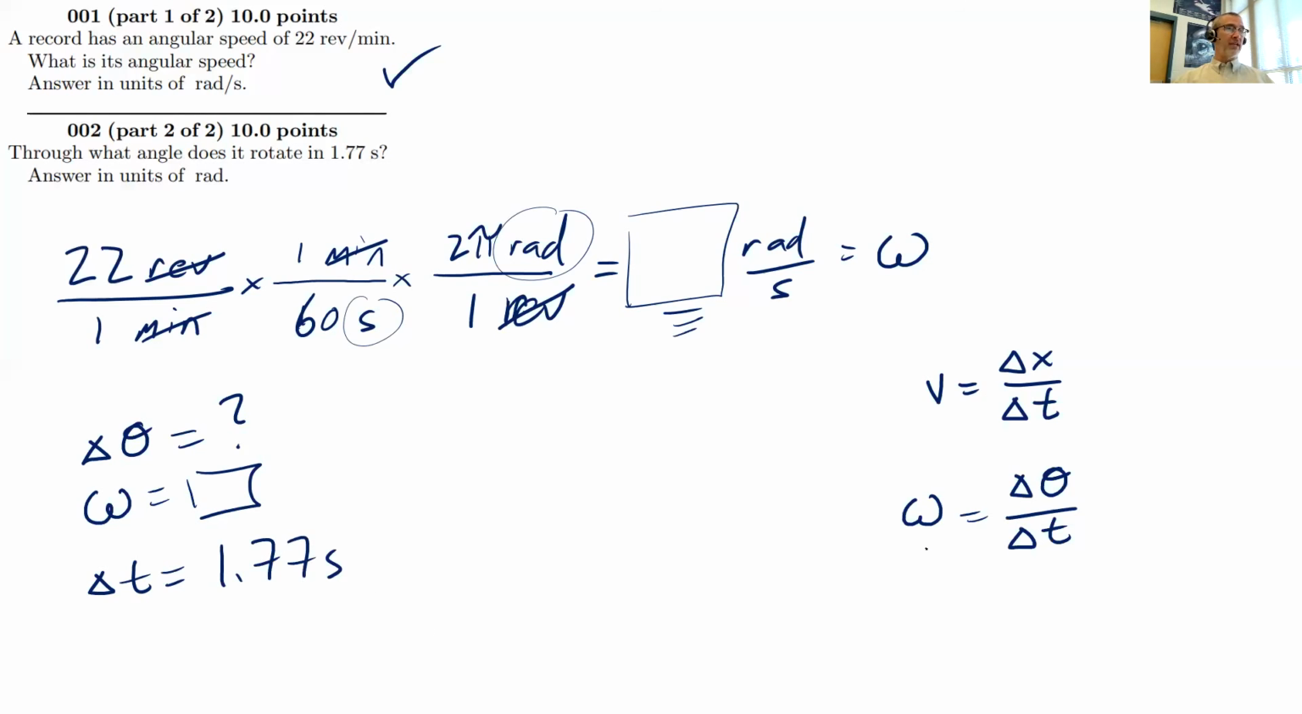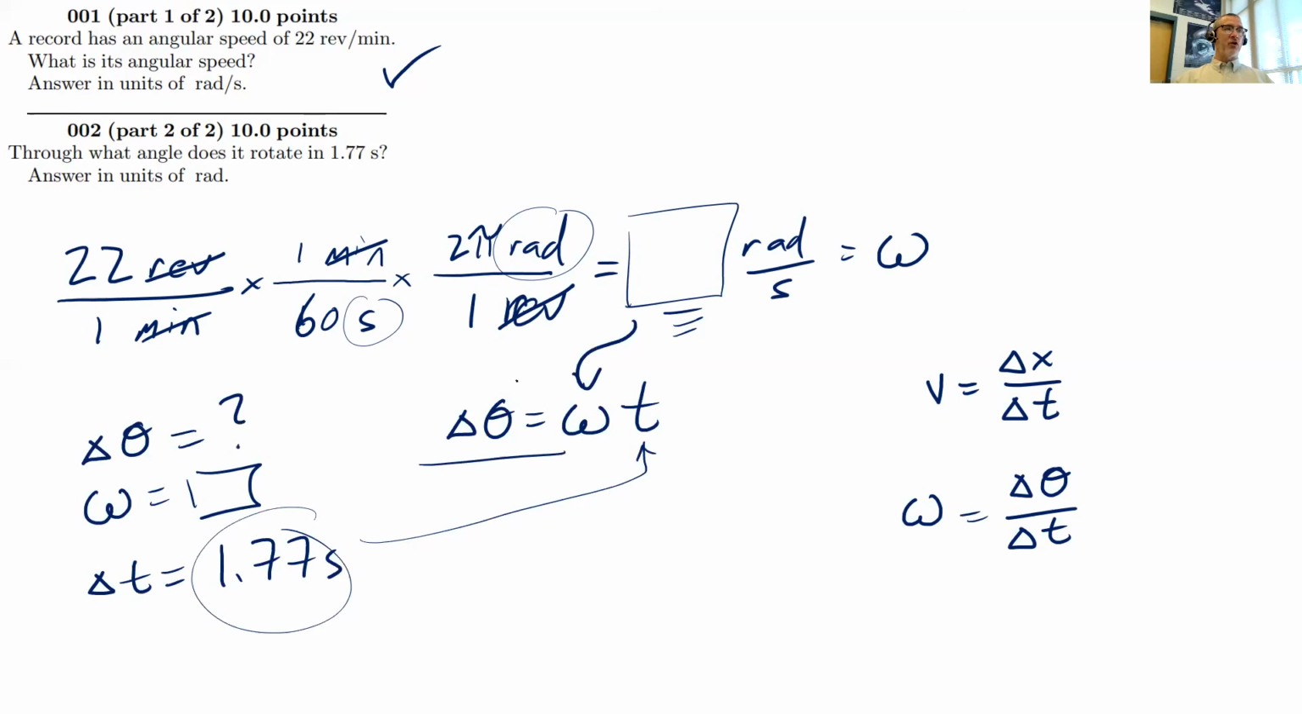And so therefore, we need to figure out using the equation, omega is change in theta divided by change in time. I'm solving for change in theta. And so that is simply going to be the angular velocity times the time. So we have the value for the angular velocity. We have our value for time. And when we multiply those two together, we will get how many radians, because it's radians per second times seconds will give us radians. And that will be how many radians this rotates through in 1.77 seconds.